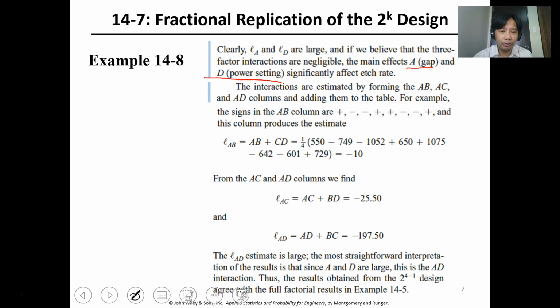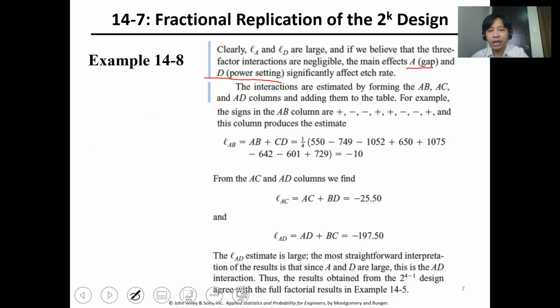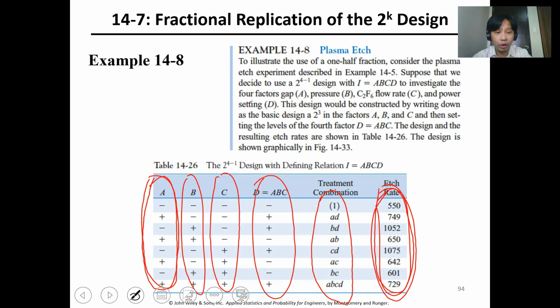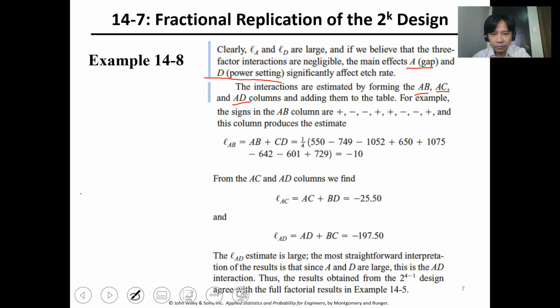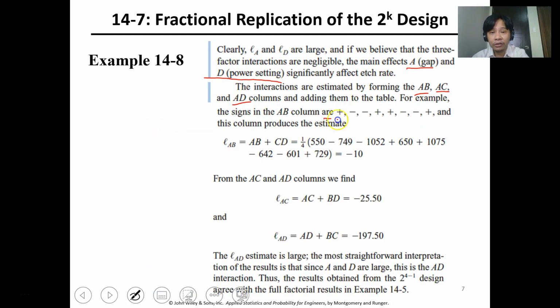Now, yung isa pa tayong nakuha, yung AD, di ba, last time. But wala tayo ditong interaction. So we'll try to construct yung two parameter interaction. So we have AB, AC, and AD. So you just create a column for AB, AC, tsaka AD. So, multiply nyo lang. AB, positive to, negative, negative, etc. Ganun din yung AC. AC, positive, negative, positive, etc. So, ito yung example, yung sa AB column.